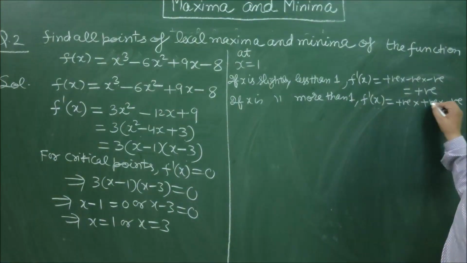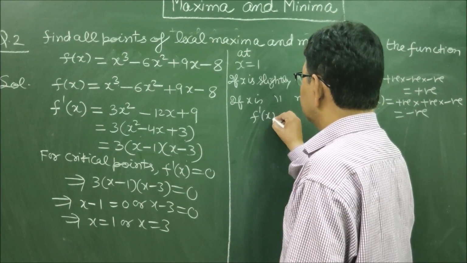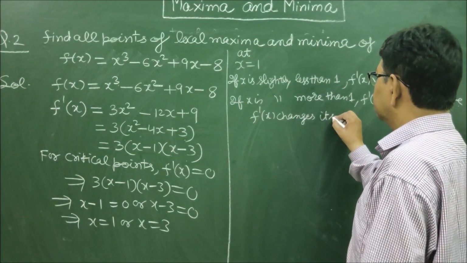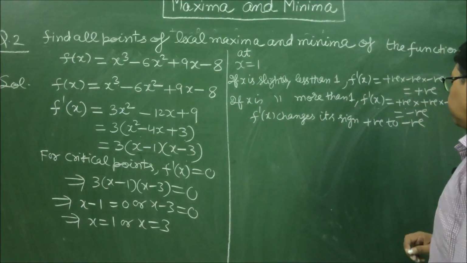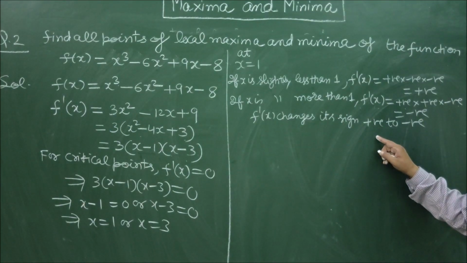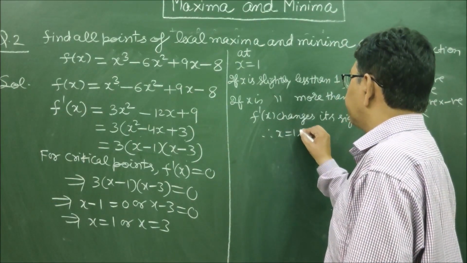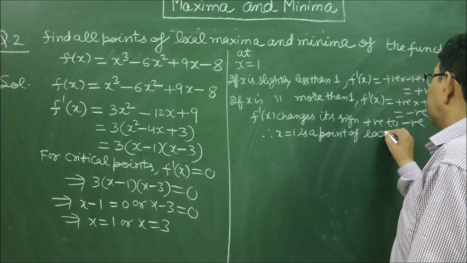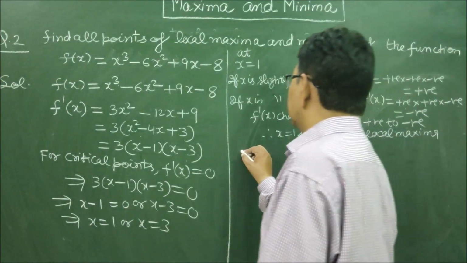So overall plus into minus is negative. Therefore f dash x changes its sign from positive to negative. If there is a change from positive to negative, that is, for slightly less it is positive, for slightly more it is negative, therefore x is equal to 1 is a point of local maxima. Now let us test the point at x is equal to 3.